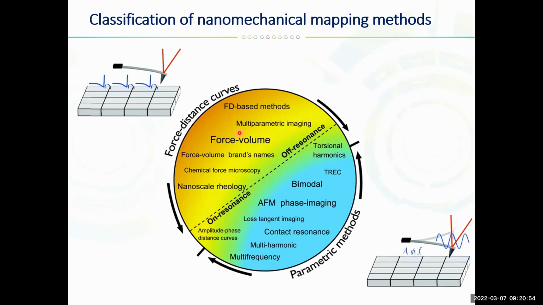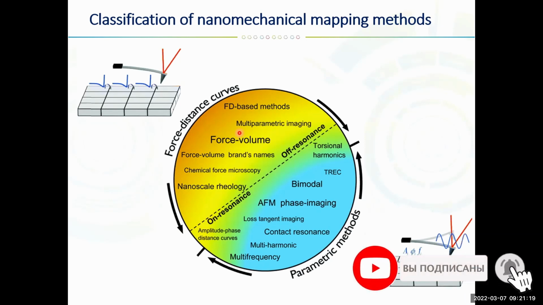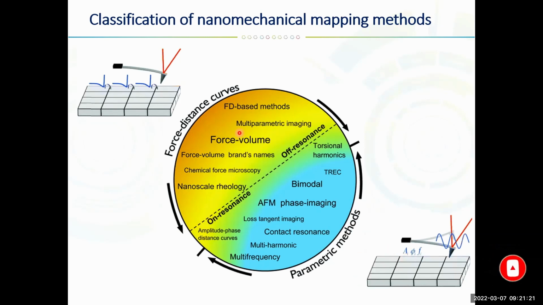So initially, the methods were classified according to the AFM mode that was used to generate a topographic image, like off resonance or on resonance. This classification scheme is useful, but a bit incomplete because it does not inform on how mechanical properties are obtained. So the total summary is represented in the middle picture.